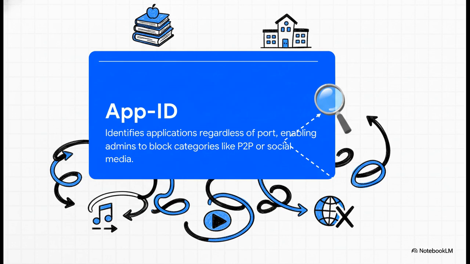And the solution to that problem is something called App ID. This technology gives you visibility and control at the application layer. It can identify an app by its unique digital signature no matter what port it's trying to sneak through. For a school, this is a lifesaver. It's how you actually enforce your acceptable use policies and block things like peer-to-peer file sharing that just eat up bandwidth and create all sorts of risks.